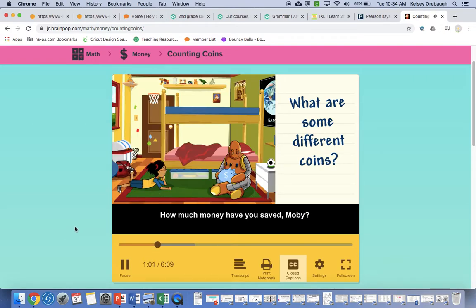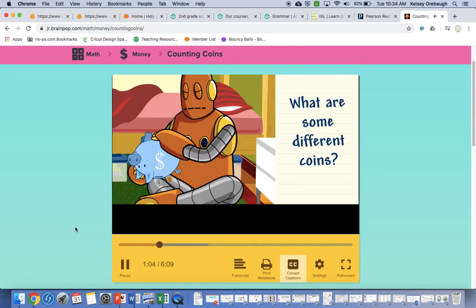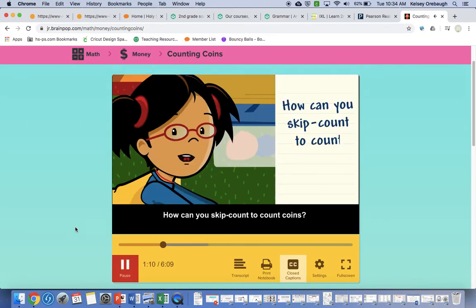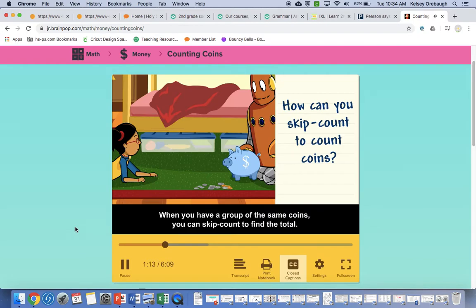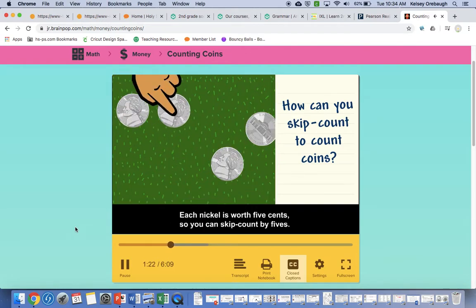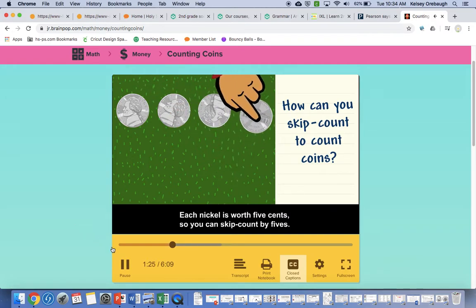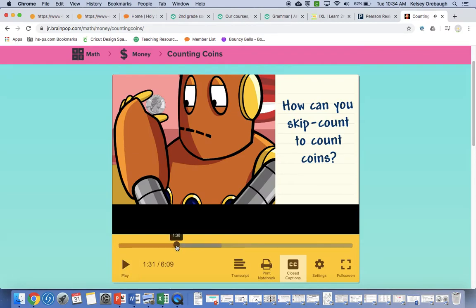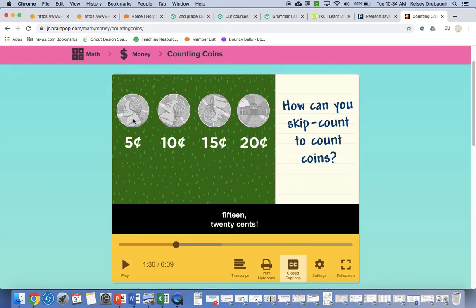How much money have you saved, Moby? We better count. How can you skip count to count coins? When you have a group of the same coins, you can skip count to find the total. Each nickel is worth 5 cents, so you can skip count by fives. There are 5, 10, 15, 20 cents. Practice skip counting that for me. 5, 10, 15, 20. 4 nickels equals 20 cents.